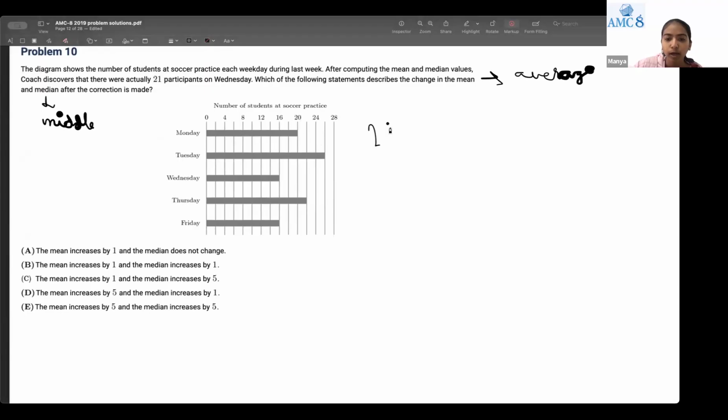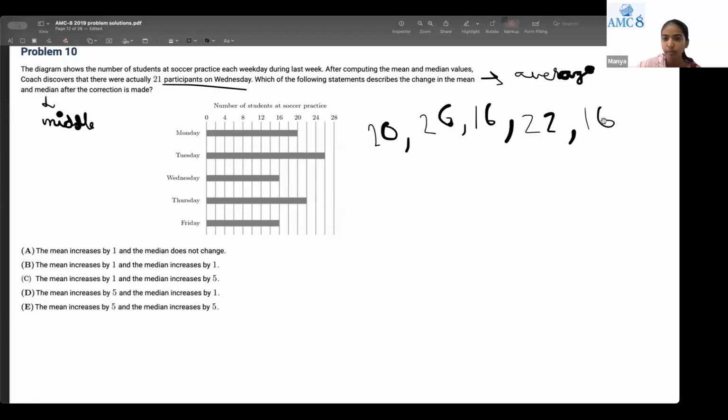So Monday is equal to 20. Tuesday is equal to 26. Wednesday is equal to 16. And we'll do the new values later when the coach discovers that there's actually 21 participants on Wednesday. We'll do that later though. And then Thursday is equal to 22. Friday is equal to 16.